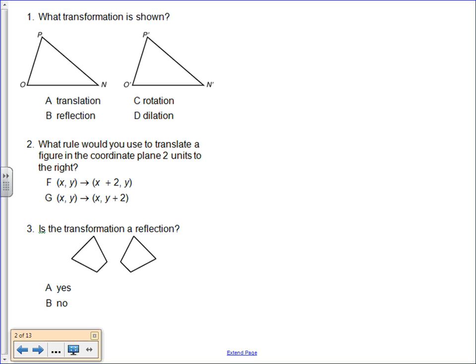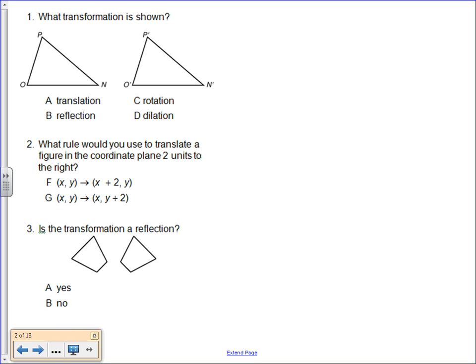What's a translation? Slide. What's a reflection? Flip. What's a rotation? Turn. Dilation. A dilation changes the size. It makes it bigger or it makes it smaller. Could be either one.